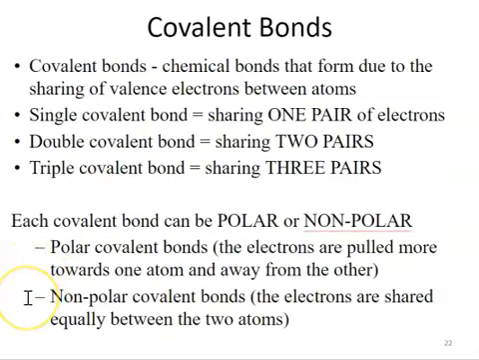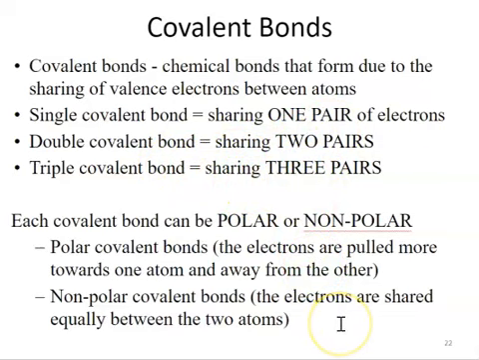So covalent bonds are chemical bonds that form due to the sharing of valence electrons between atoms. There's quite a few different forms of covalent bonds. For example, there are single, double, and triple covalent bonds. In single covalent bonds, you have two atoms that are sharing one pair of electrons. In double covalent bonds, they're sharing two pairs. In triples, they're sharing three.